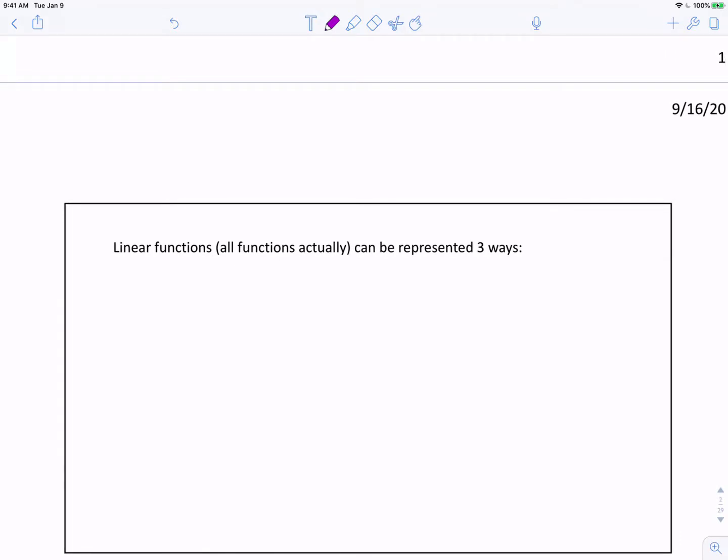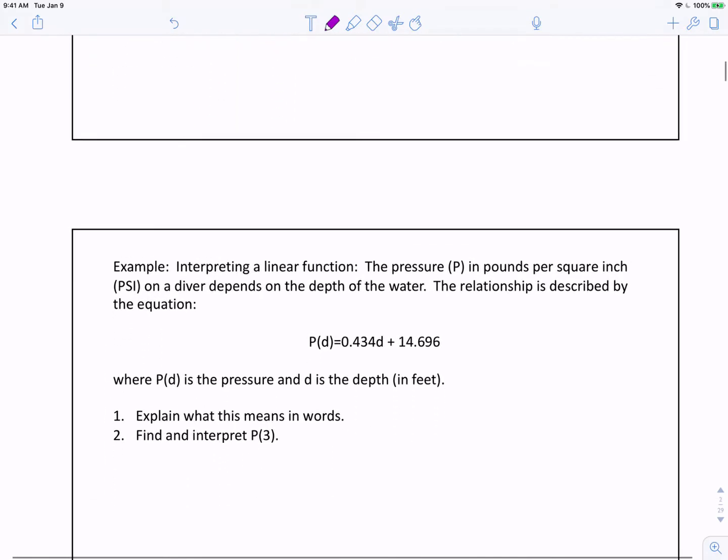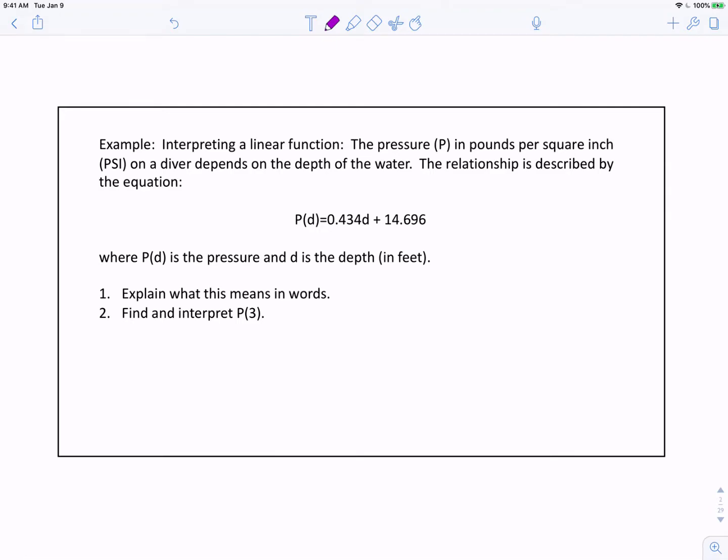So linear functions, or actually all functions, can be represented in three different ways. First, it could be represented in a table. Secondly, it could be represented in a graph. And finally, it could be represented with an equation. And so what we'll do is practice getting used to all of these forms of a linear function. So let's take a look at an example.